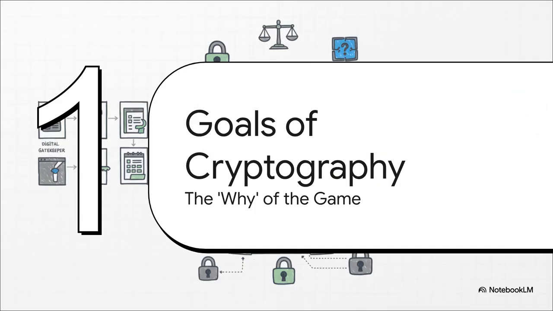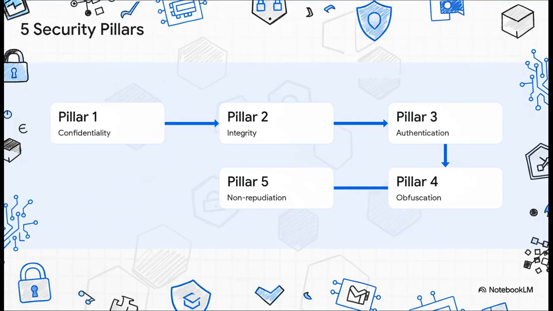So we've got the tools, we have the keys, but what are we actually trying to do here? What's the point of all this scrambling and unscrambling? Let's take a look at the why of the game. It turns out there are 5 main goals, or you could call them the 5 pillars, that hold up our entire digital security structure. Think of these as the fundamental promises that any secure system has to make. It's about so much more than just keeping secrets. It's about creating real trust in a system.